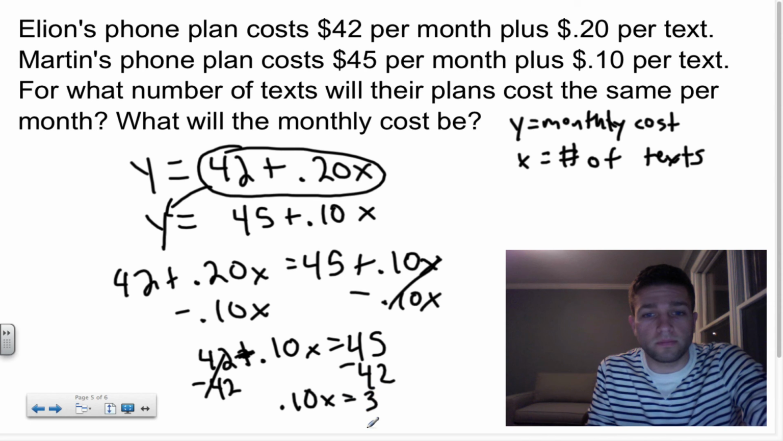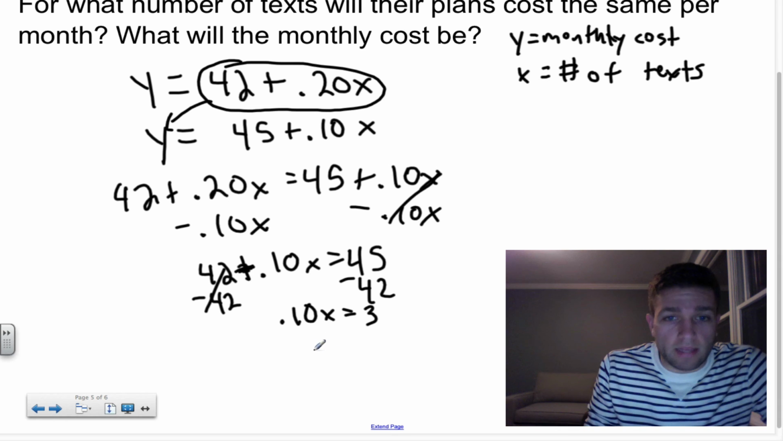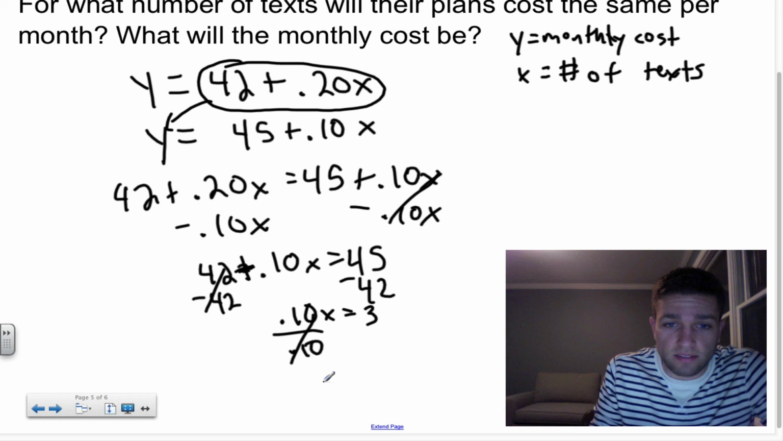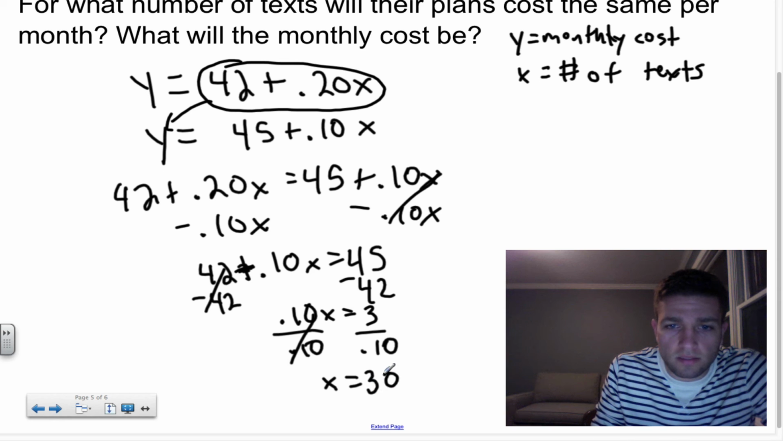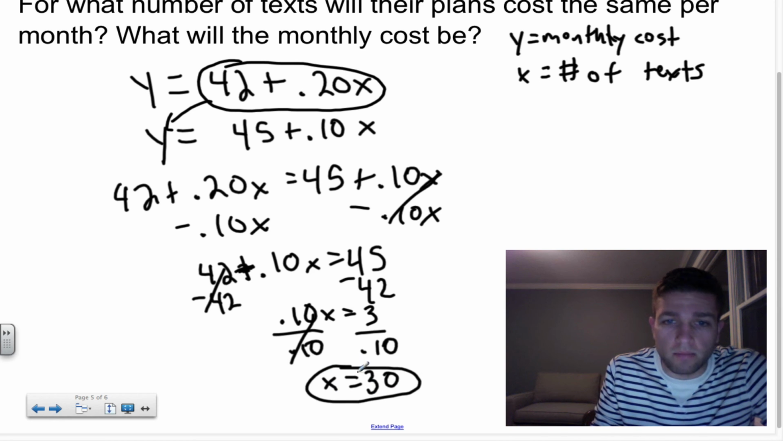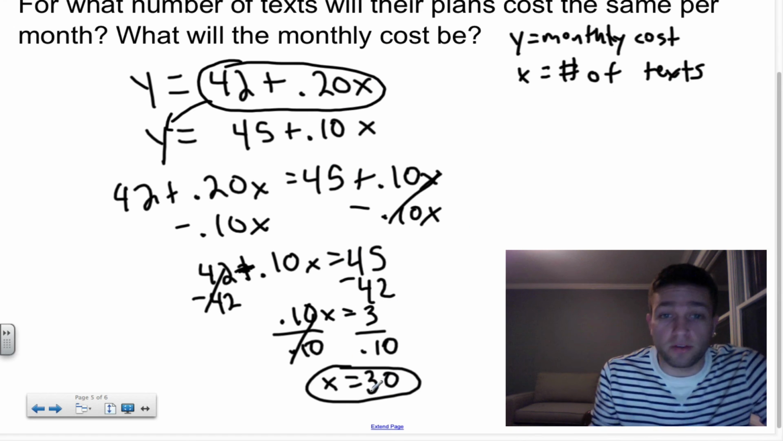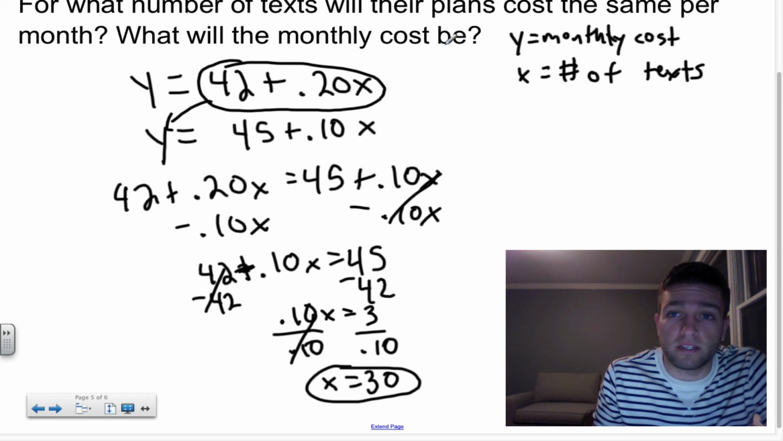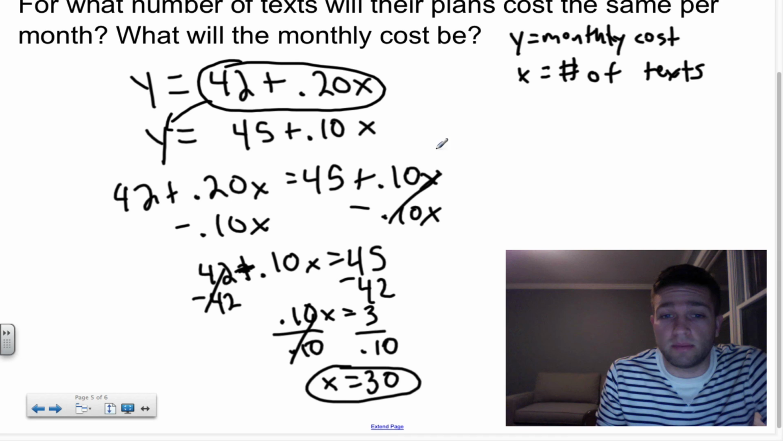Need a little more room. And to finish this off, I'm going to divide both sides by the 10 cents that are in there. So divide 3 by 10 cents, and x equals 30. But remember what the question was. What will the number of texts be? Well, if x stands for text, at 30 texts, these plans will be equal. And it also wants to know what will the monthly cost be. Well, remember, y is the monthly cost.